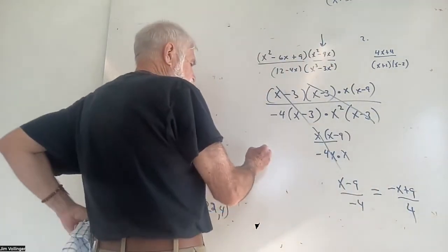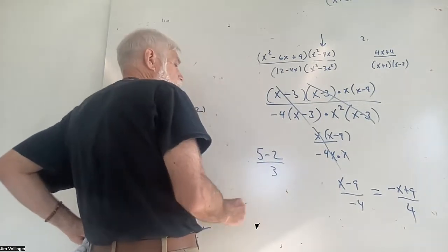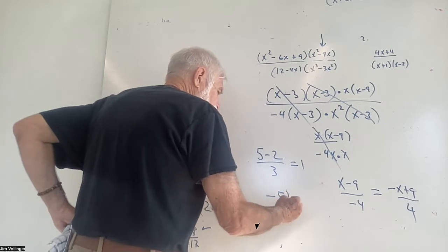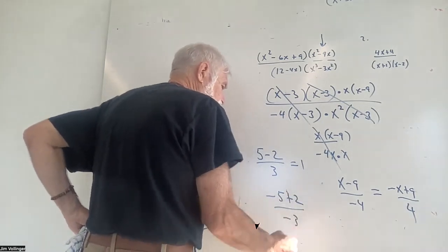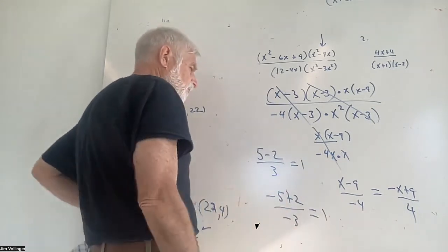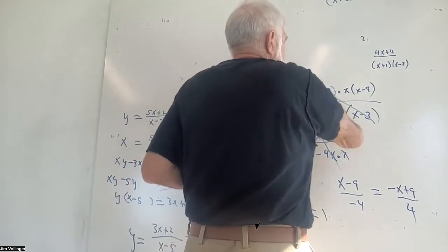Let's see if you can see that to be true. 5 minus 2 over 3 is equal to 1. I'll change the signs of everything. Minus 5 plus 2 over -3 is still 1. -3 divided by -3, so you can see that you can do that. All right. So that one's done.